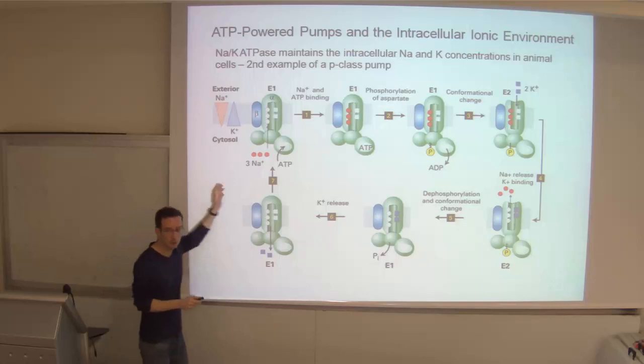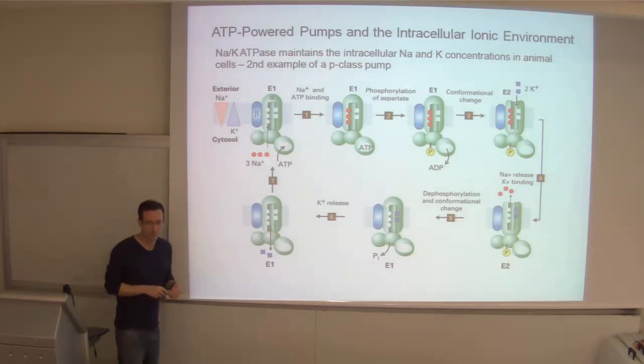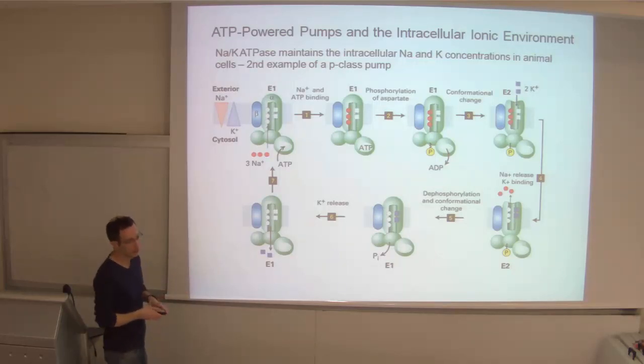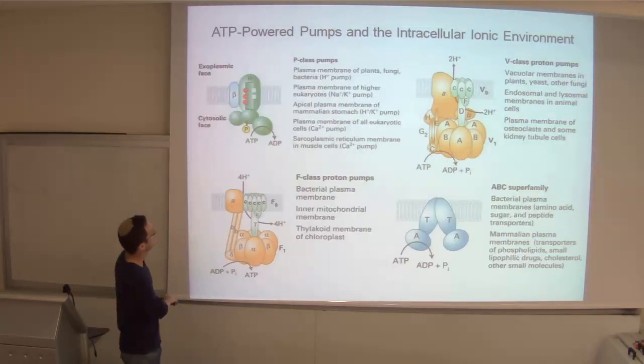So the net reaction here is taking 3 sodiums from the inside, putting them out, and taking in 2 potassium ions. Right? So this is actually what generates and maintains the high sodium outside, high potassium inside chemical gradient. Okay, so this was a bit about the P-class pump.